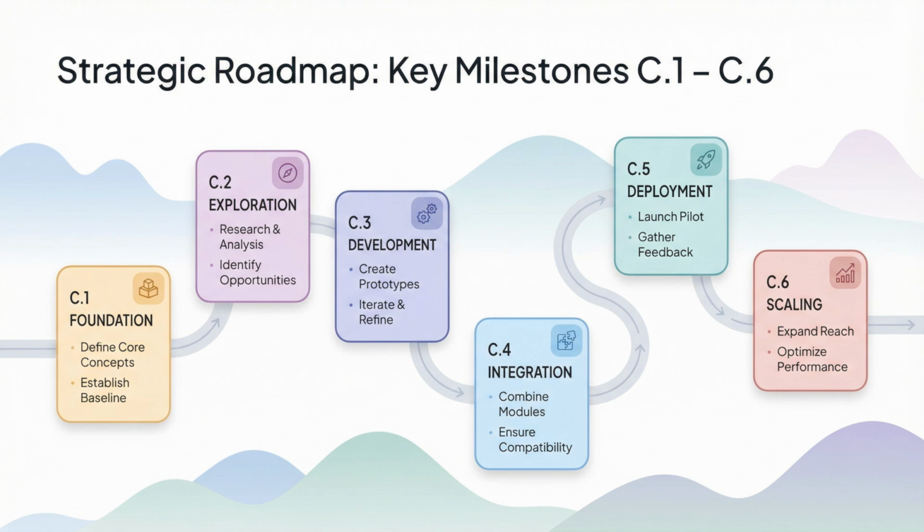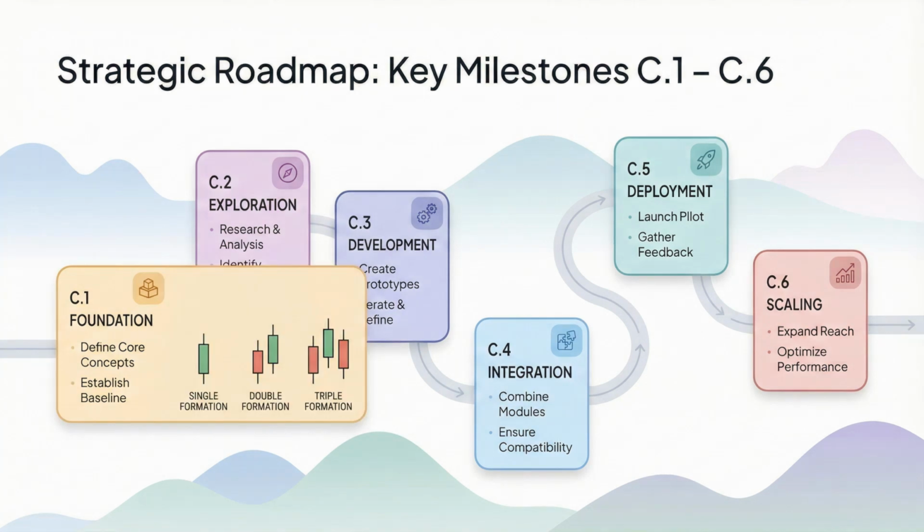We will be covering a comprehensive curriculum structured from Module C.1 all the way through Module C.6, breaking down complex market concepts into highly digestible step-by-step lessons. Starting with Module C.1 Part 1, we will focus heavily on candlesticks and their specific patterns. You will learn how to accurately read the story behind single candlestick patterns, double candlestick patterns, and the more complex triple candlestick patterns to truly understand underlying market psychology.